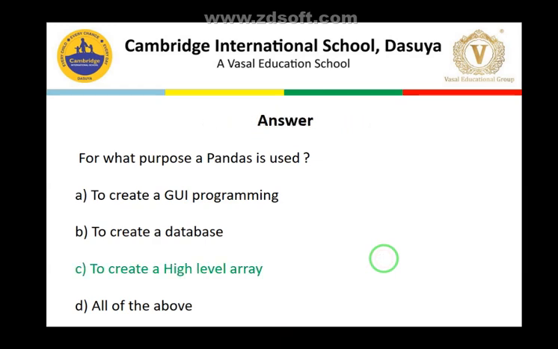So check that the highlighted part, to create a high level array, is the answer for this question. So students, you have to be very careful while you are answering an MCQ. First of all, look at the options which are wrong also, because if you are able to discard an option, that is another way of arriving at the right answer in an MCQ. So be very careful while you are attempting the MCQ.